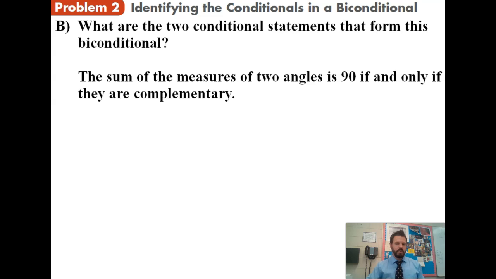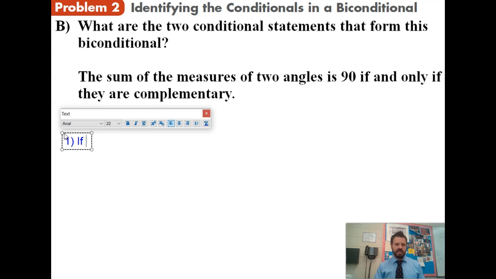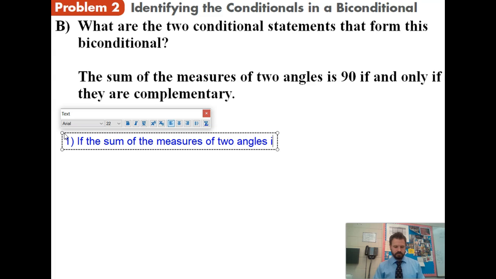All right, so in part B, we want to figure out the two conditional statements that make up the biconditional. The sum of the measures of two angles is 90 if and only if they are complementary. Well, the first conditional we can do is just an if-then statement in the order we see it. We'd say, if the sum of the measures of two angles is 90, then they are complementary.